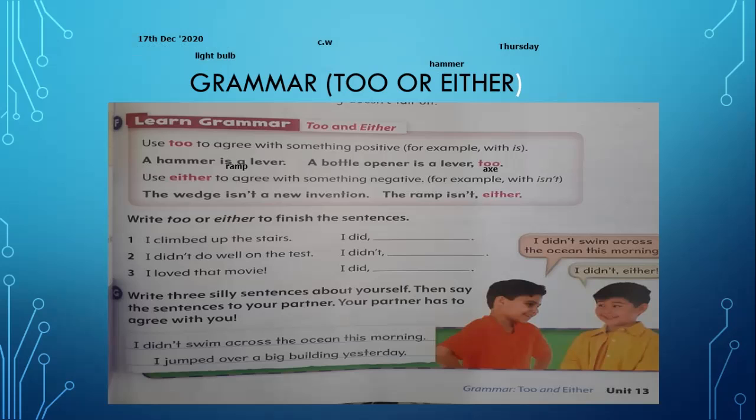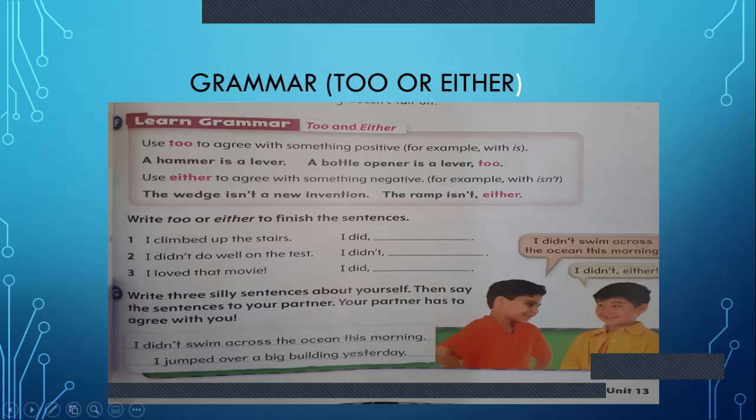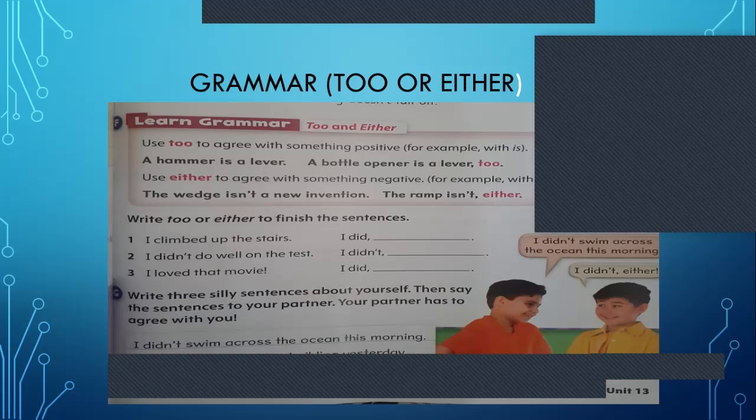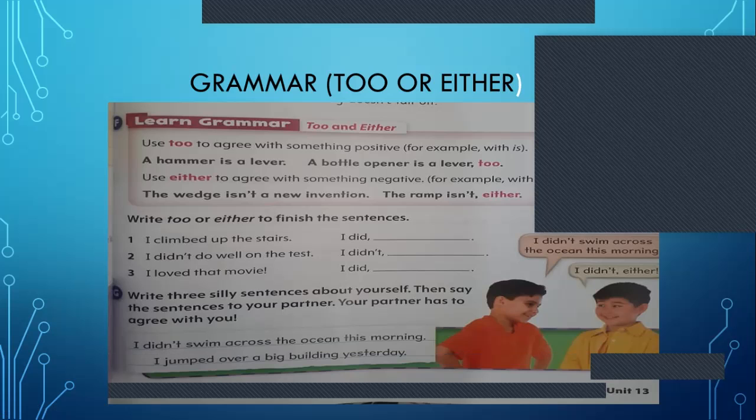Okay, you see over here, grammar part, to or either. Can you see this part, to or either? Yes, Arich, do you have any question? Ma'am, you didn't tell us the page. That is page number 133 of your student book. Come to page number 133 of your student book. And the topic is to or either.